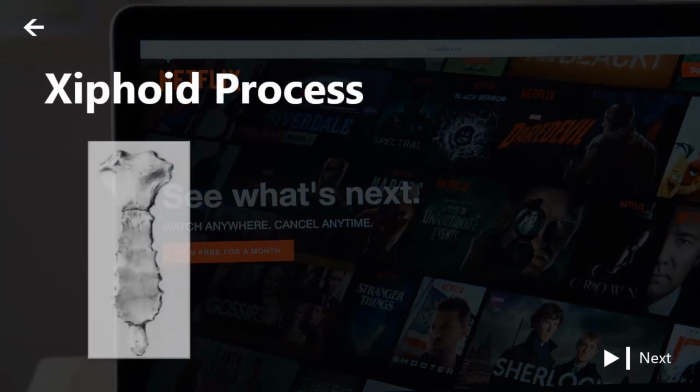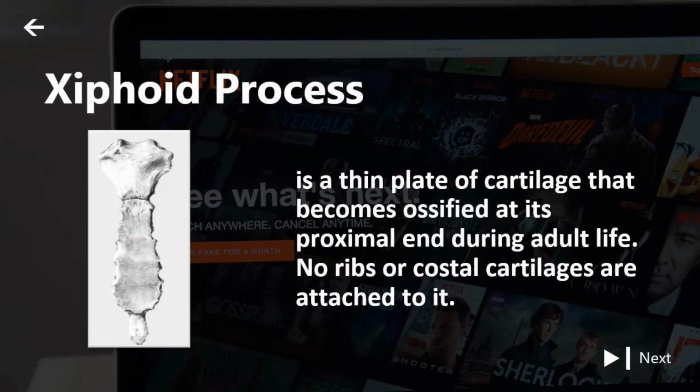Last is the xiphoid process. It is a thin plate of cartilage that becomes ossified at its proximal end during adult life. No ribs or costal cartilages are attached to it.